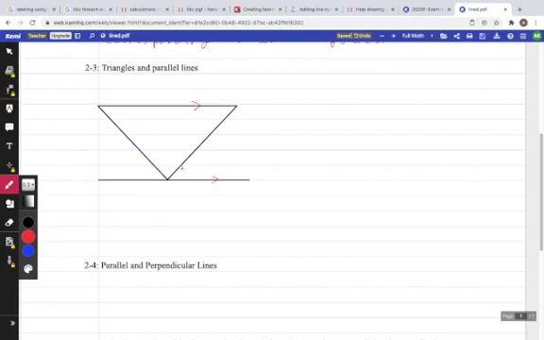Well, this means that this angle is congruent to this angle because they are alternate interior, and this angle is congruent to this angle because they are alternate interior angles. So this is how we would prove that the angles inside a triangle sum up to be 180.